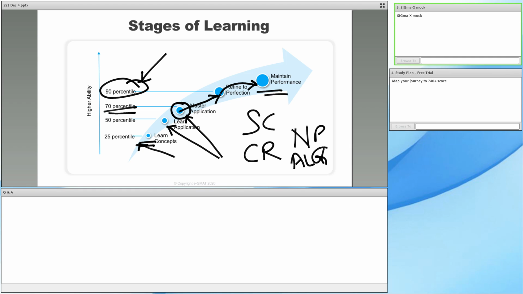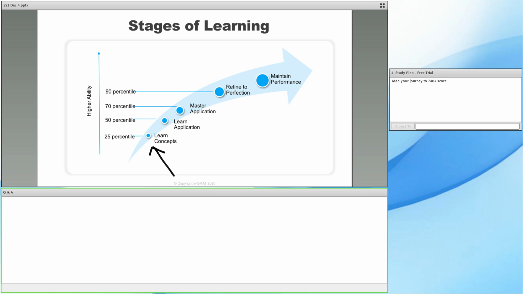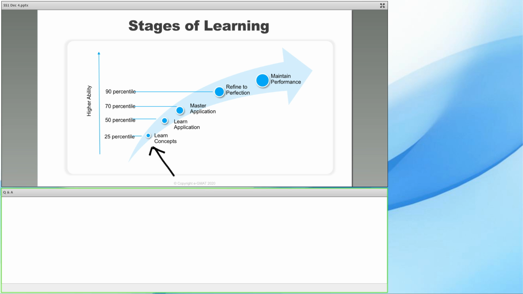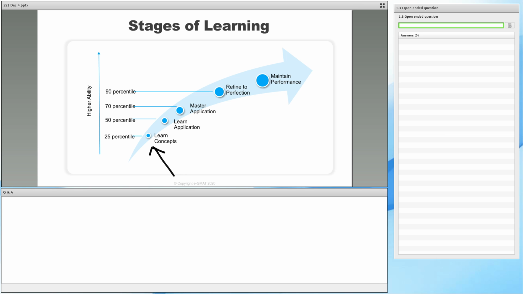Now that we have this model for stages of learning, let me erase this so you guys can look at this model. Learn concepts, learn application, master application, refine to perfection, and maintain performance. The kind of activities, by the way, that you do at each stage are very different. At which stage do you think you need to practice? At which of these stages do you think practice has an impact?